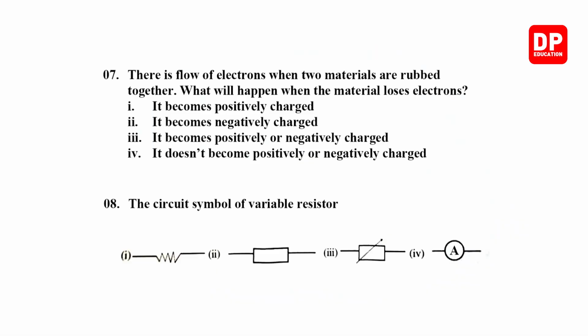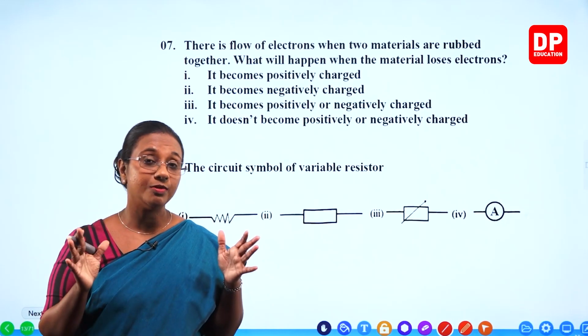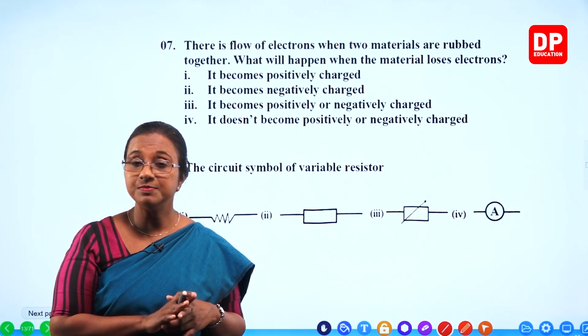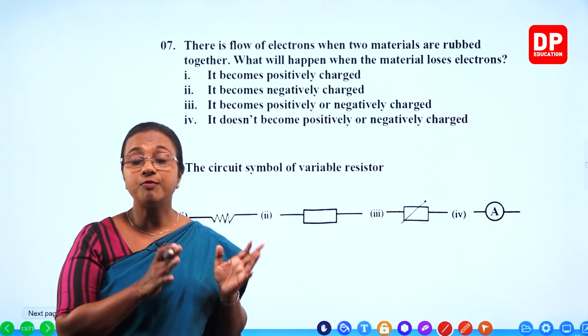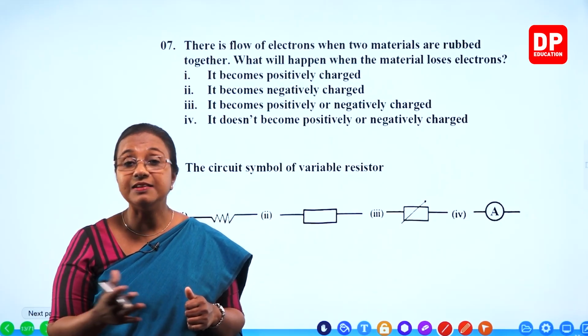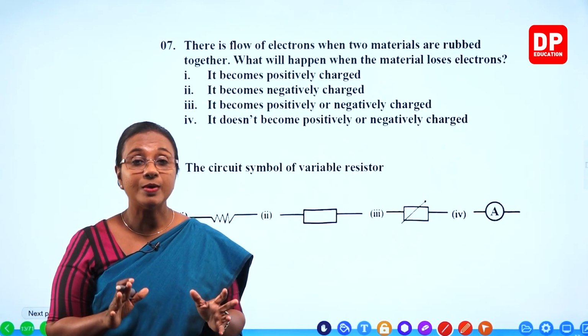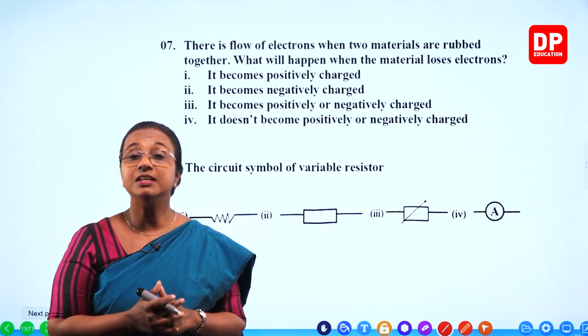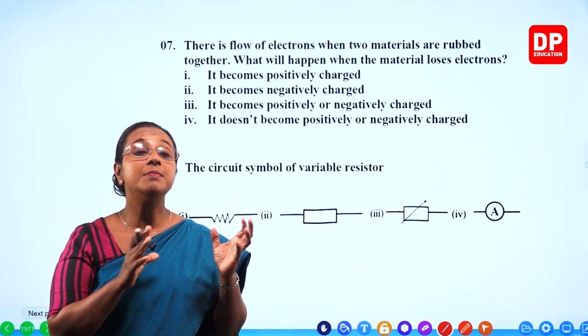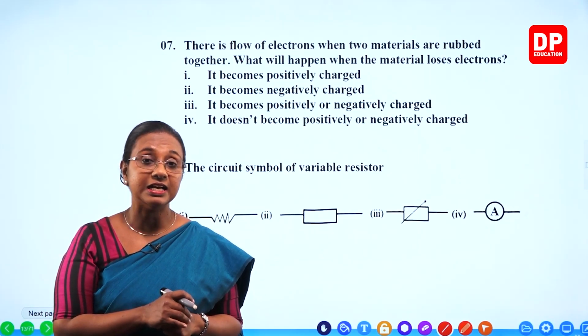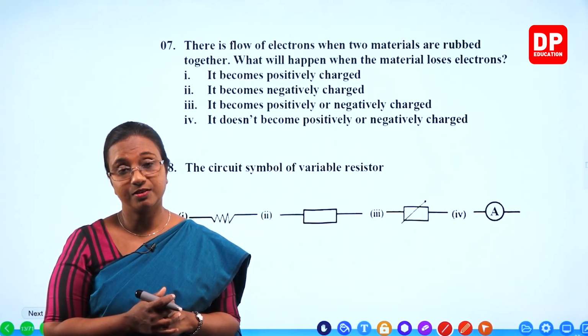Question number 7. There is flow of electrons when two materials are rubbed together. What will happen when the material loses electrons? This is something you all know very well. Now when you have an atom, when you have a material, they are made up of atoms. Atoms have equal number of positively charged protons and negatively charged electrons. So that is why atoms are electrically neutral.